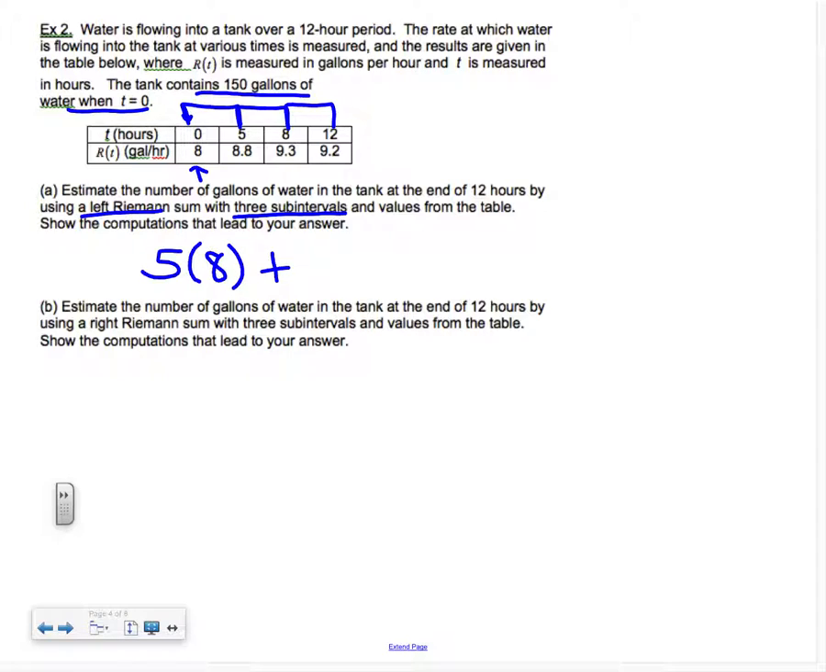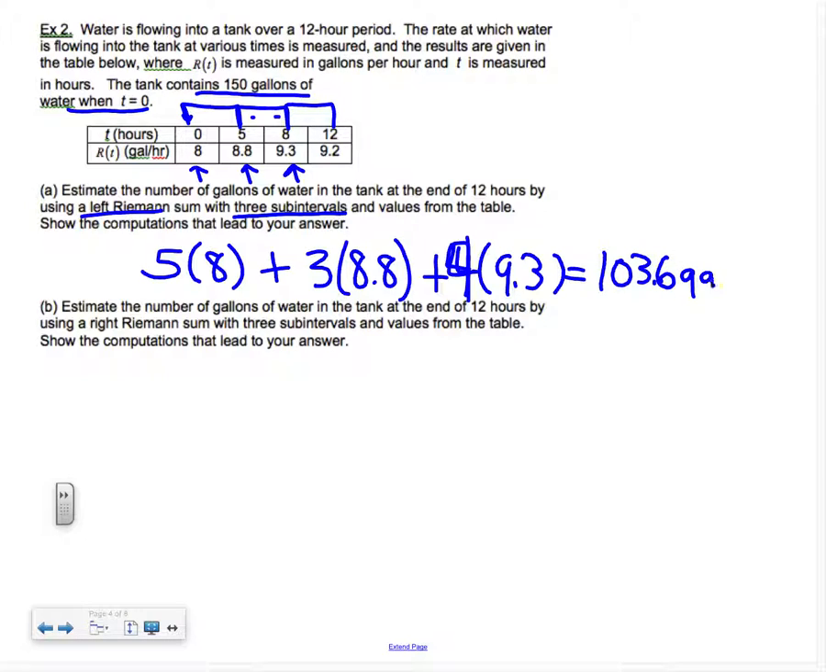For the next rectangle, we're going to go from 5 to 8, so the width of that rectangle is 3. And using a left-hand sum, the height would be 8.8. And finally, for my last rectangle between 8 and 12, that's 8, 9, 10, 11, 12, that's 4, width of 4, and the height, picking the left-hand side, is 9.3. All right, and again, I'm going to plug this in my calculator. And I get 103.6 gallons.